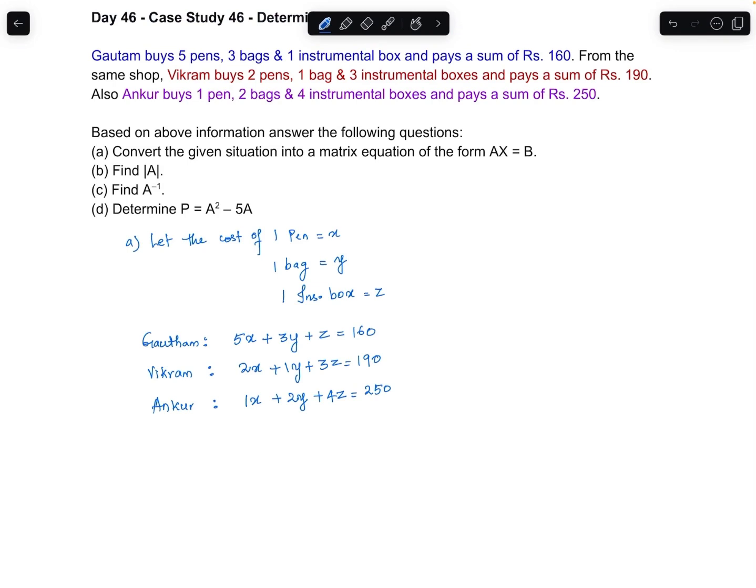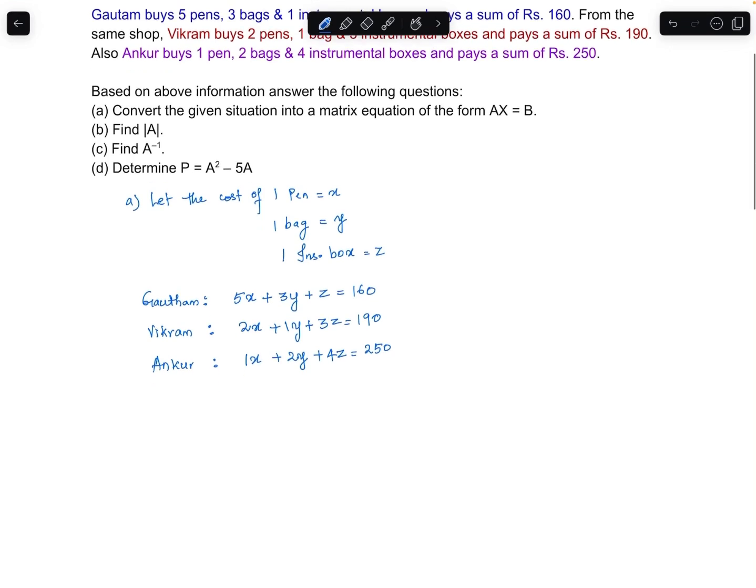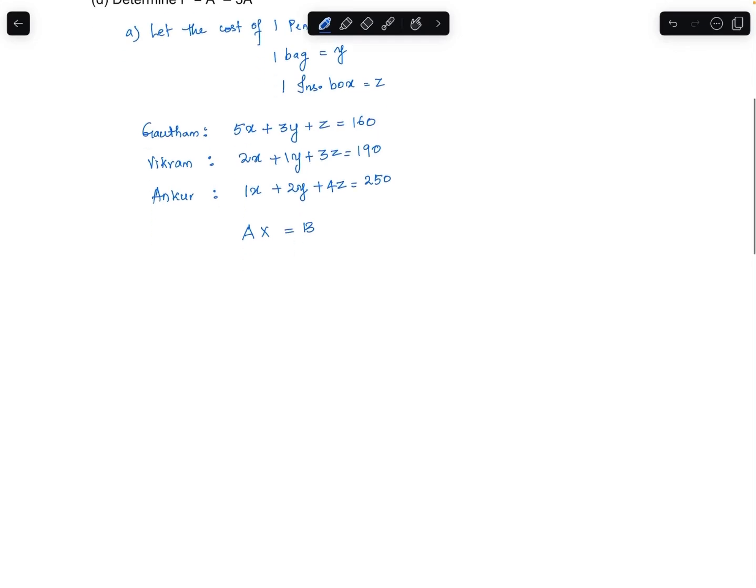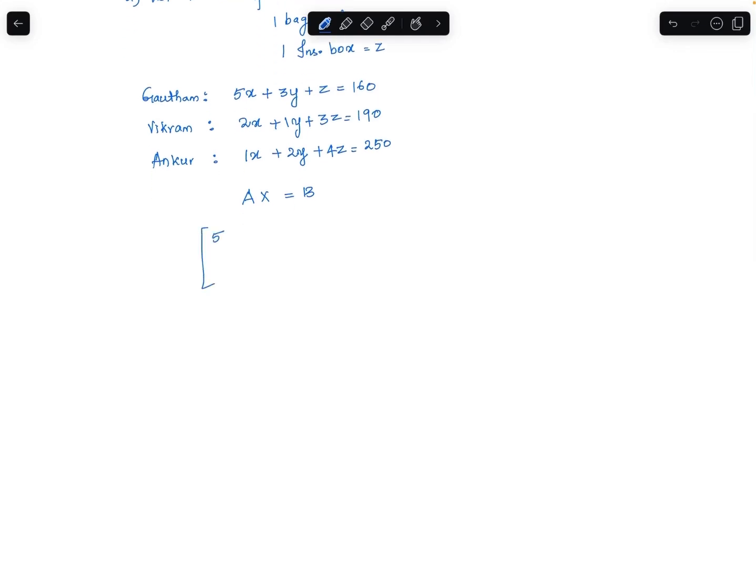Question A. Convert the given situation into a matrix equation of the form Ax equal to B. So these equations can be written in the form of Ax equal to B, which is 5, 3, 1, 2, 1, 3, 1, 2, 4 times matrix X, which is X, Y, Z, equal to B, which is 160, 190 and 250.